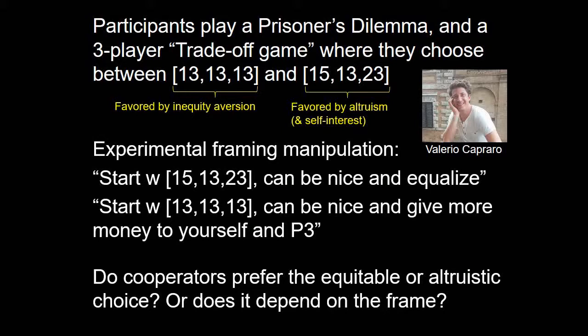And so when the equitable choice is the one that's presented as nice, then cooperators are going to be more likely to choose the equitable thing. And when this kind of self-interested or altruistic choice is the one that's presented as being the one that's sort of nice and morally right, then cooperators will do that. And that's exactly what we see.